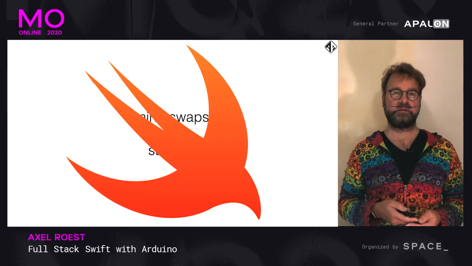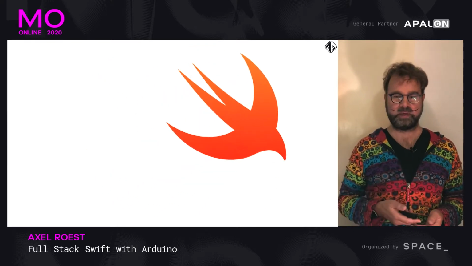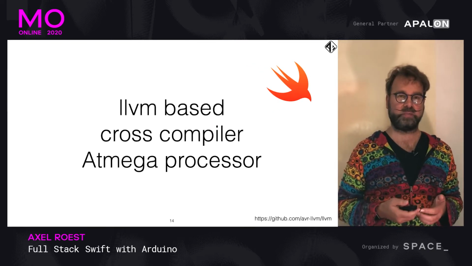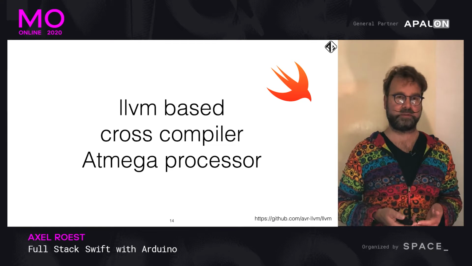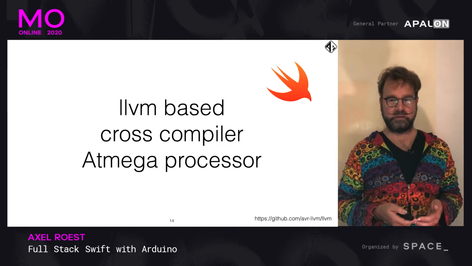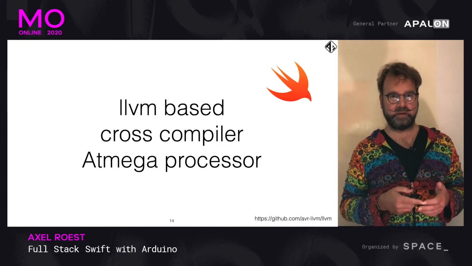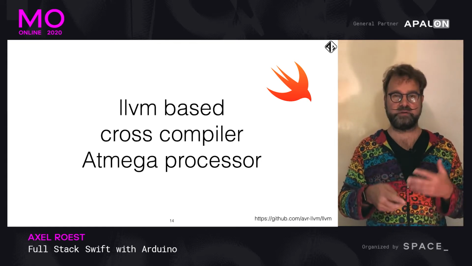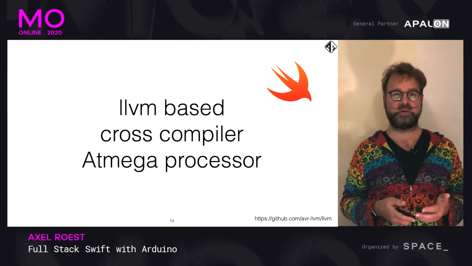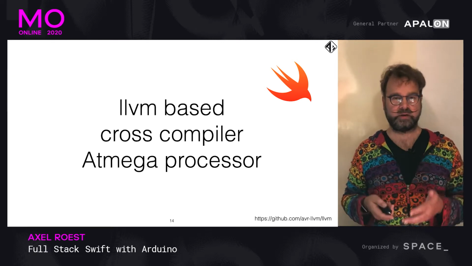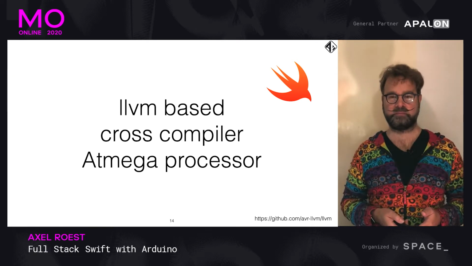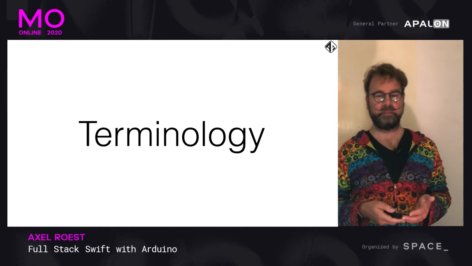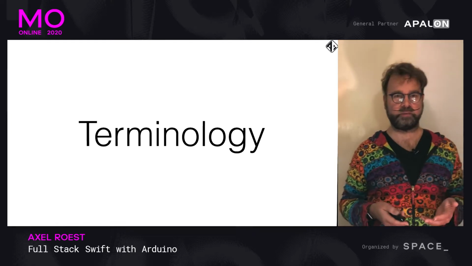A couple of years ago, Dylan McKay created an LLVM-based cross-compiler for the Atmel processor. So what does it mean? It means you can create Swift code, run it through the LLVM, the low-level virtual machine, and create code for this little device.